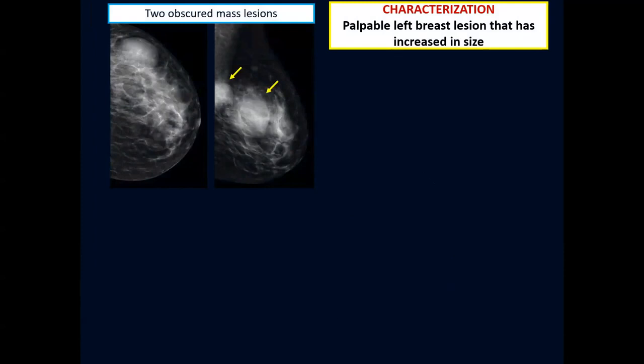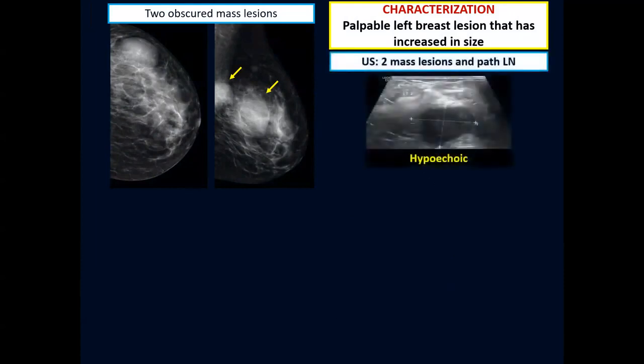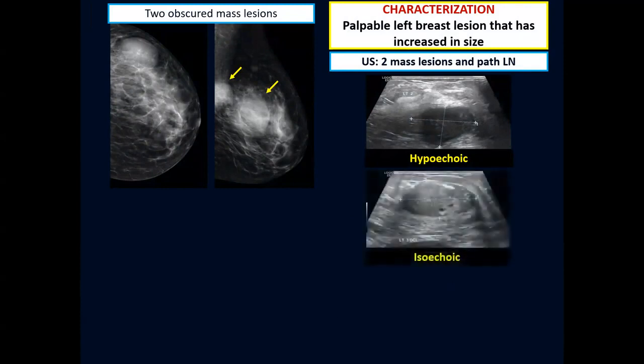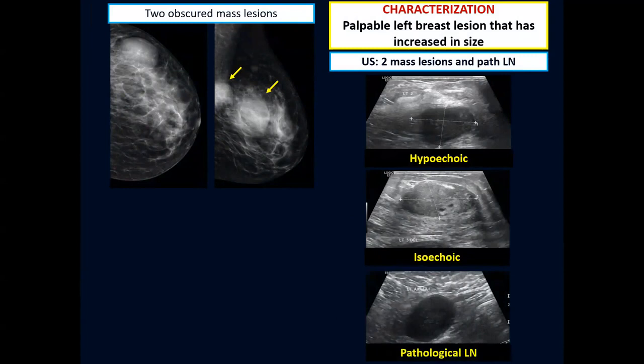This was a female patient. She had a palpable left breast mass lesion that has recently increased in size. This was the mammogram of her left breast, which showed two adjacent obscured mass lesions. An ultrasound was indicated, was requested, and it revealed one of these lesions was hypoechoic and the other was isoechoic, and there were pathological axillary lymph nodes.